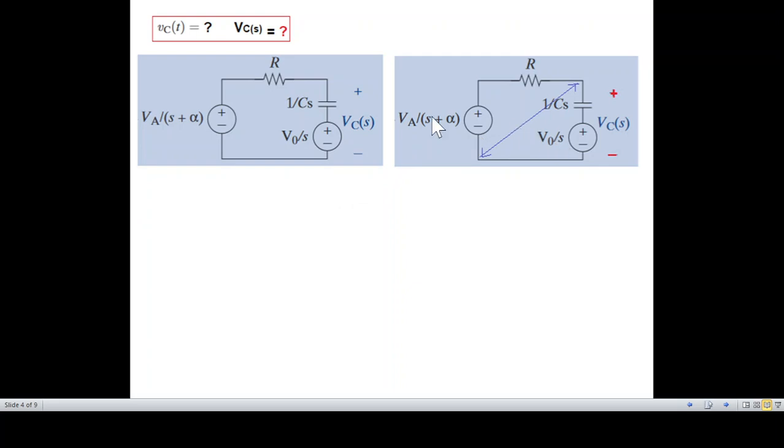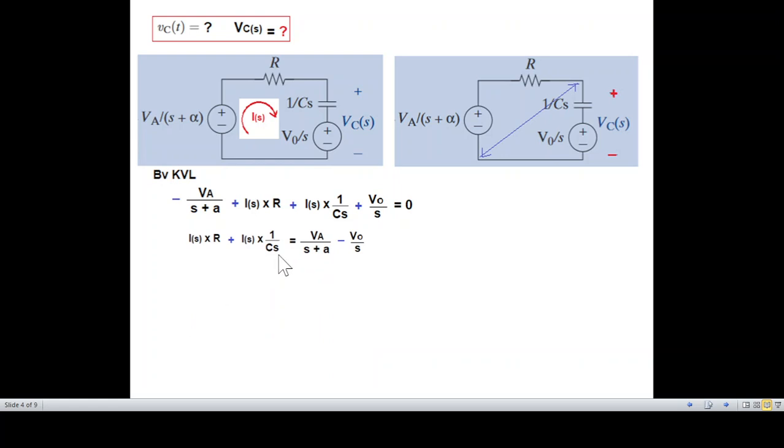Okay, now if you look at the circuit carefully from here, this portion is VC(s), and this is in parallel to that. And we know that in parallel, the voltage remains the same. So if you find the voltage across these two, then that will be equal to VC(s). So we take a current and we call it IS. And then we'll write the KVL equation for this circuit, starting from the negative terminal: VA divided by S plus A, IS into R, then IS into 1 over CS, and this voltage source, V naught over S, is equal to 0.